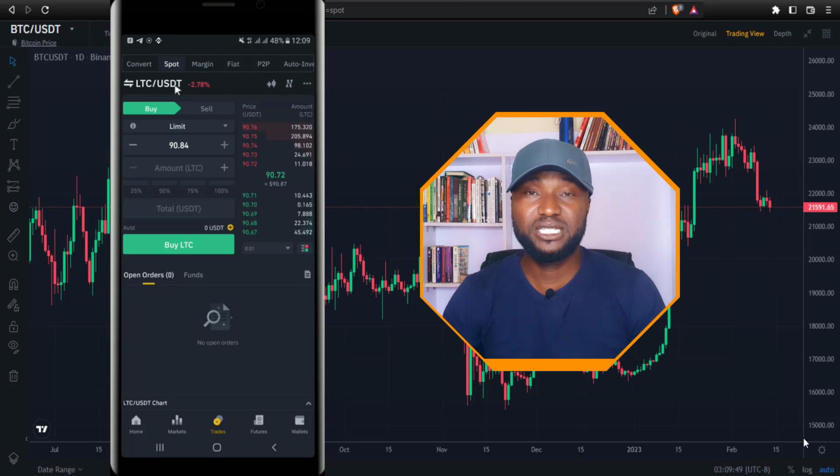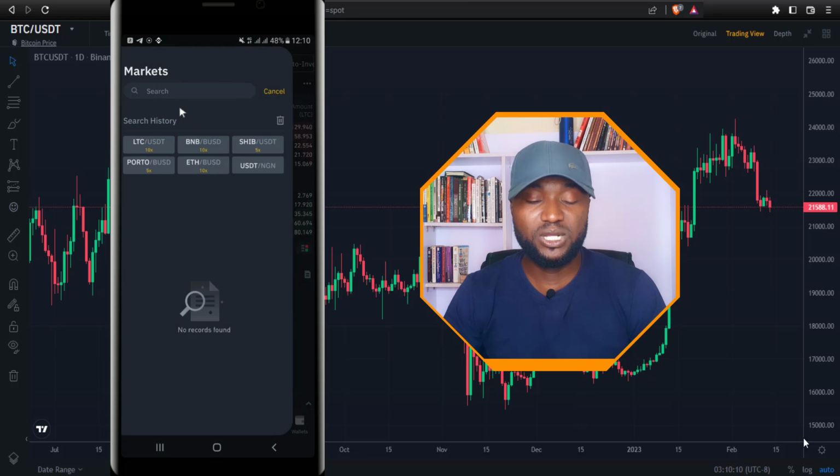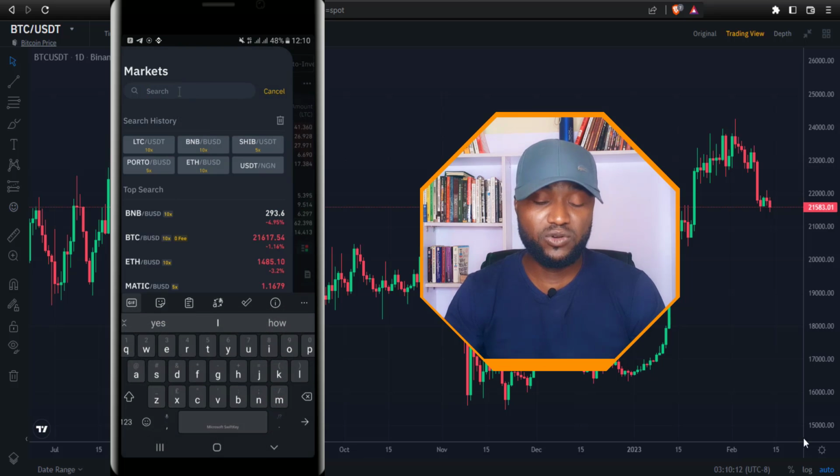When we say stable coin, it is simply a cryptocurrency that is pegged to the United States dollar. It behaves the way the United States dollar does. It does not fluctuate in price. That's why we call it a stable coin. And we have so many of them, such as USDT, BUSD, USDC, and many more. So if you want to change this, you simply click on this and then you will have access to select any cryptocurrency of your choice.